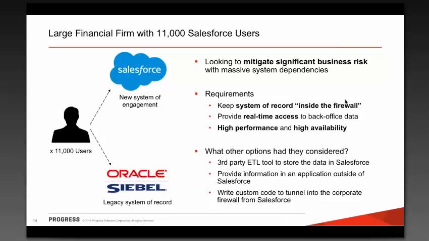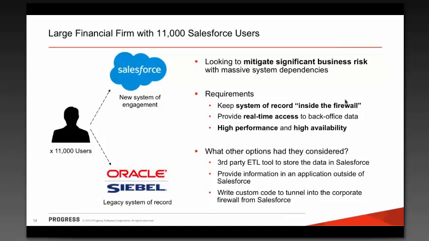a Siebel system. And so this large financial firm was looking to mitigate some of the business risks that Jason was talking about earlier with some of the traditional ETL solutions, as well as the risk of doing such a massive system change from one system to another. With 11,000 users, you want to make sure that they are up and running, productive, and able to access the data that they need without any interruption in that flow.